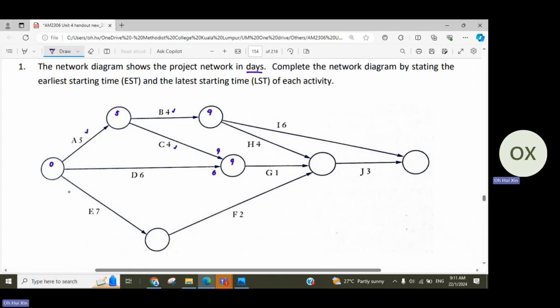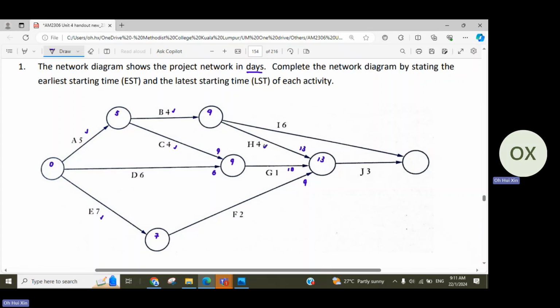Okay, so continue. E needs 7 days. That's the only thing directing to this node, so no need to check. So 7. Okay, continue for this node. You must make sure H, G, and F all finish before you can start J. By the time H finishes is 13, then 10, and then you have 9. So you must make sure all 3 are completed, only then you are able to start J. So the earliest starting time for J will be 13 days.